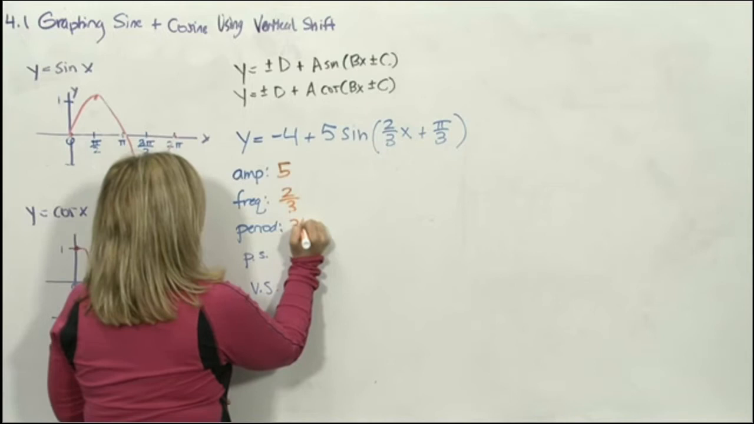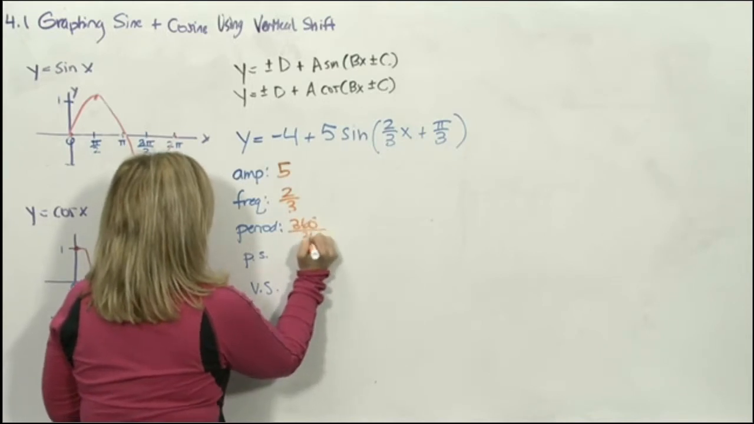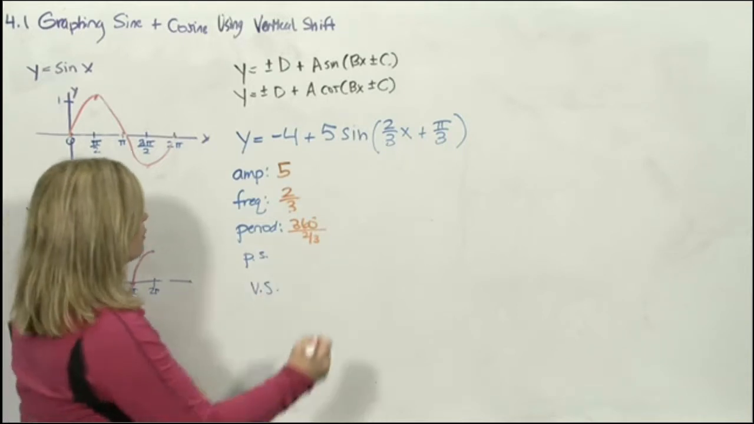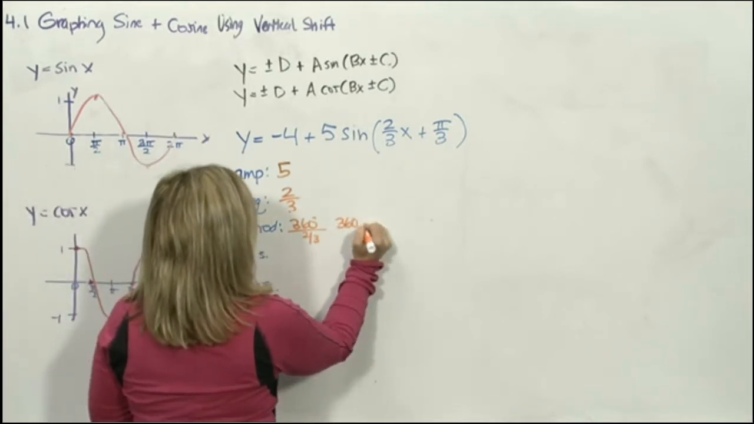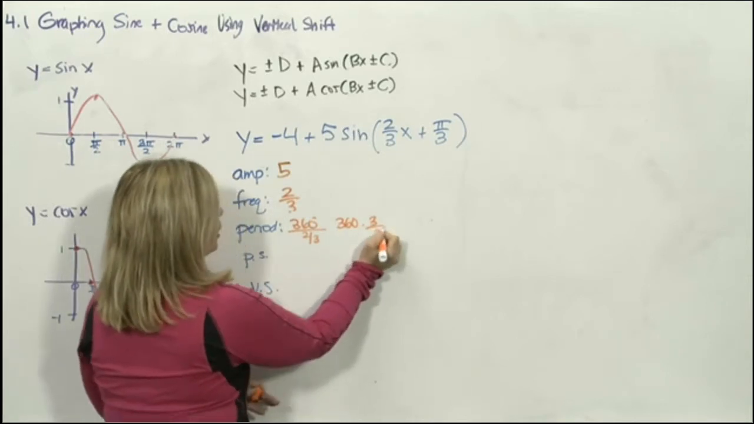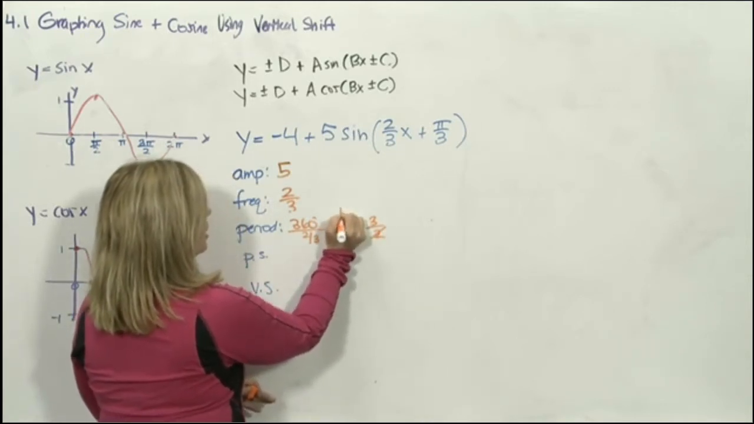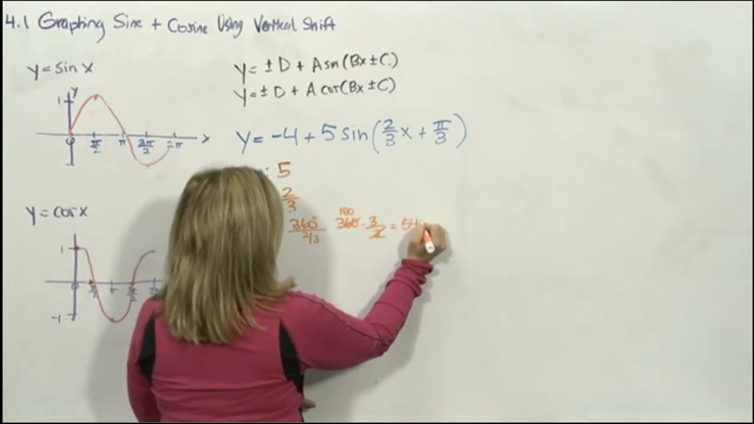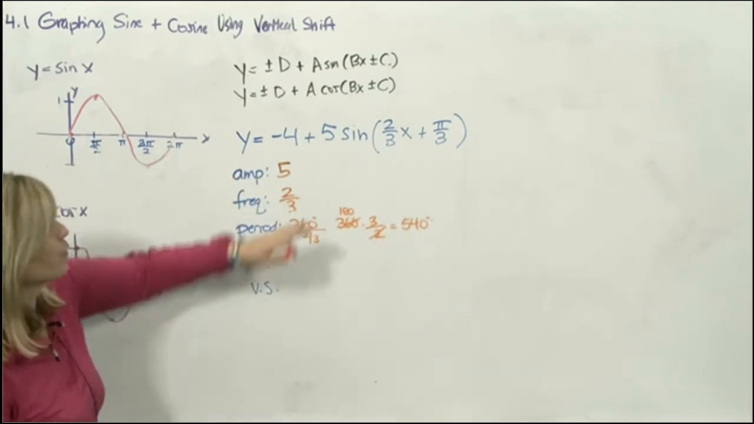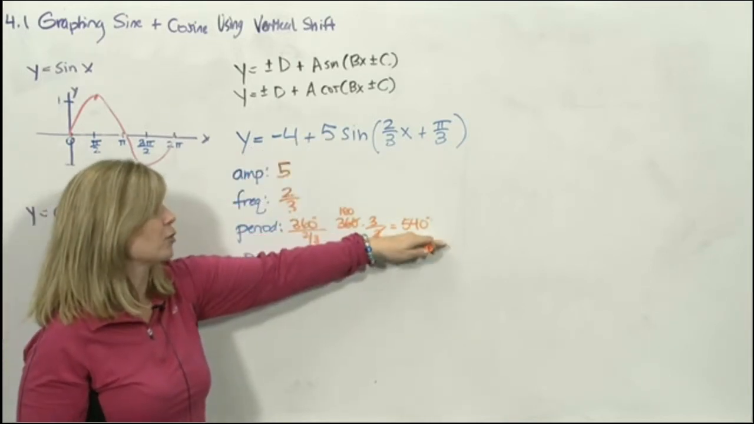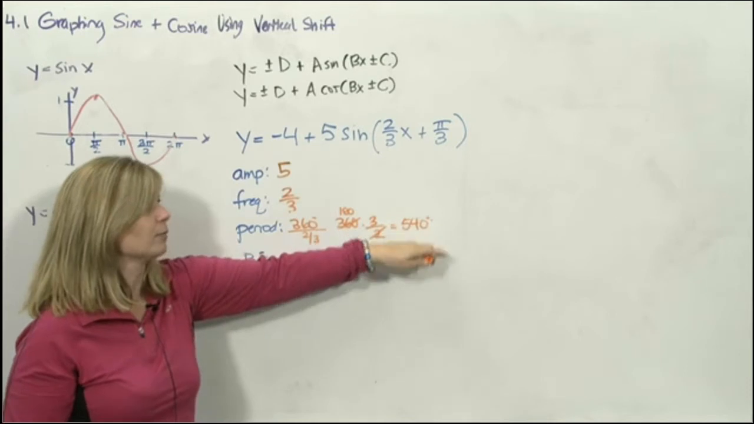My period is always 360 divided by frequency. I know you all have calculators, but just to review, 360 divided by 2/3 is 360 times 3 over 2. 2 goes into 360 180 times. 180 times 3 is 540 degrees. So for this equation, it's going to take 540 degrees to draw a complete curve.